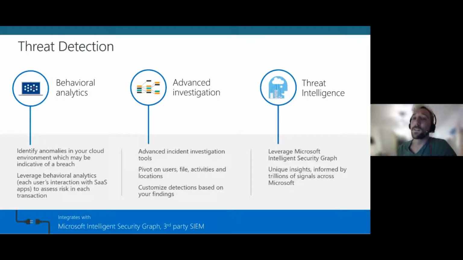Behavioral analytics is in it, advanced investigation, and the threat intelligence leverages the Microsoft Intelligent Security Graph. It gives us unique insights informed by trillions of signals across Microsoft. And this is also the power of the products. Not only are we using the Microsoft products, but it will feed all the data from every organization into the big Microsoft cloud, and the AI does its work. So it will only get better and better the more data that will come in.